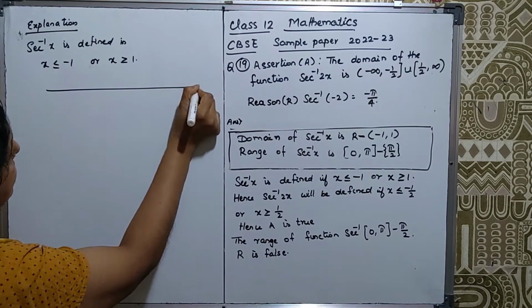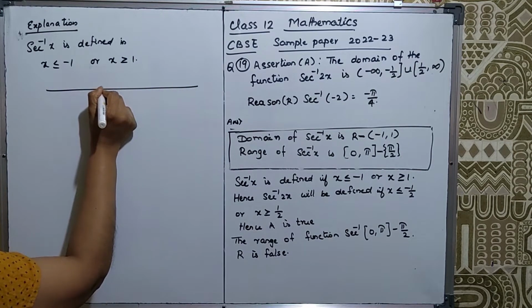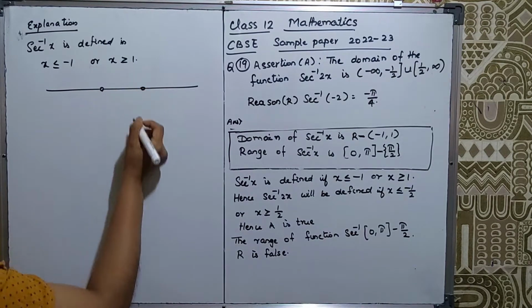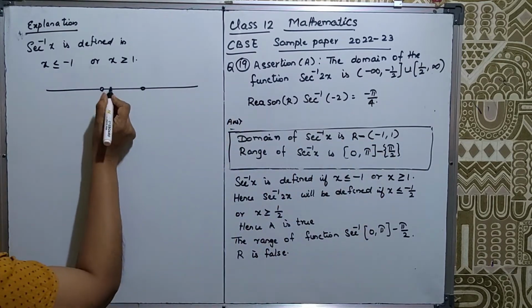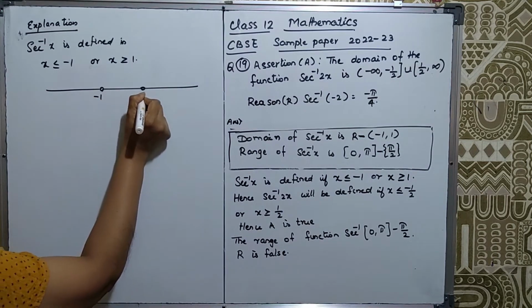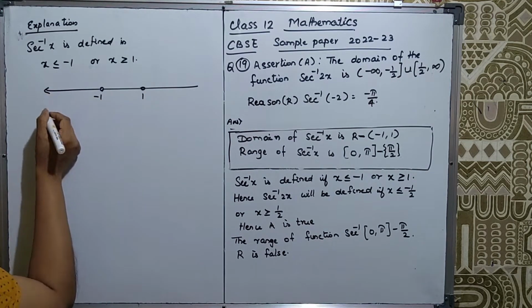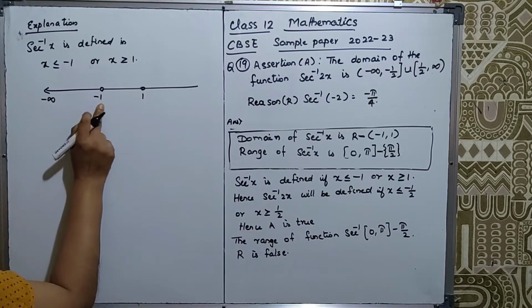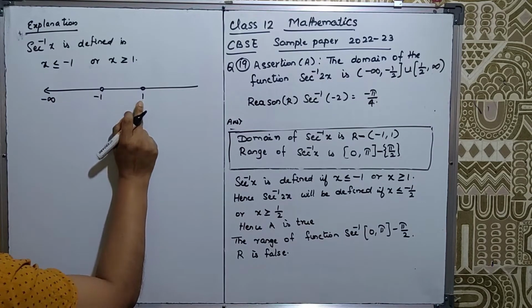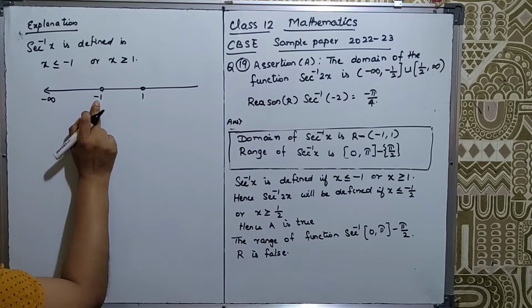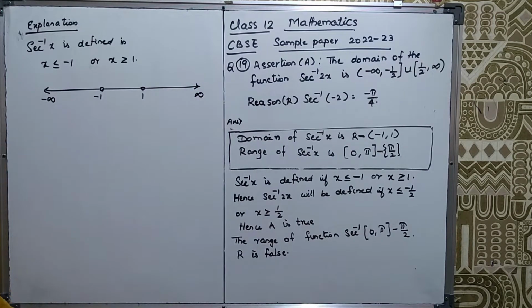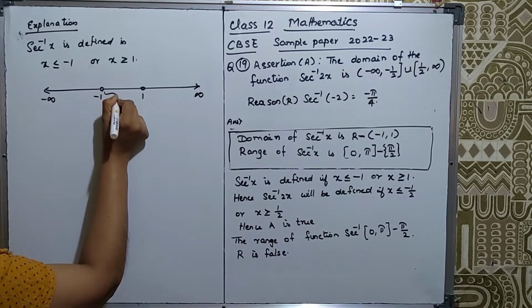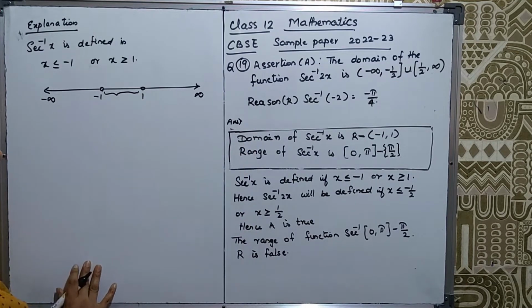So we'll represent that on a number line. If you are taking the value from minus 1, actually the domain is all the real values except minus 1 and plus 1. So here, minus 1 and plus 1, and all the real values from minus infinity to minus 1, and again from plus 1 to plus infinity are defined. All the values in between are not included in the domain.